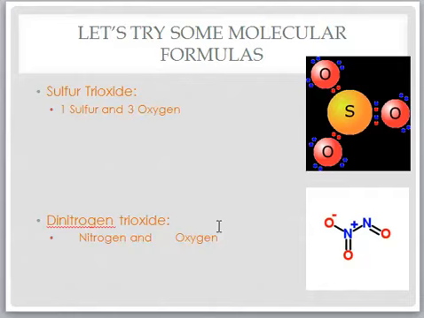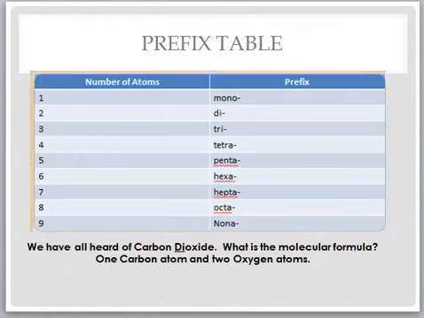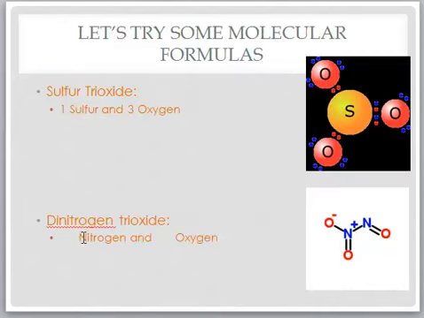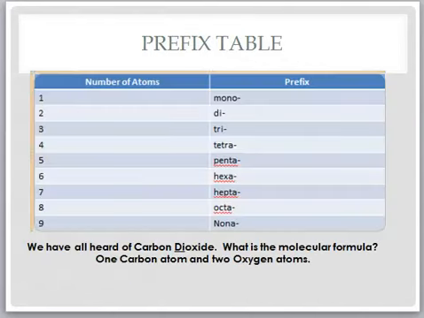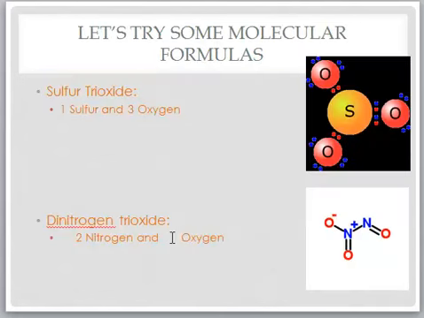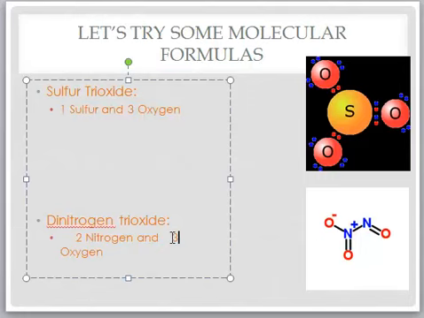Dinitrogen trioxide. So the first 2 we've done have had no prefix on that first word. This one has a prefix on the first word. It has a prefix on the second word. Dinitrogen trioxide. Let's go back to that prefix table. Di means 2. So we know that there should be a 2 here. 2 nitrogen. Trioxide. Tri is 3. So there should be 3 oxygen.